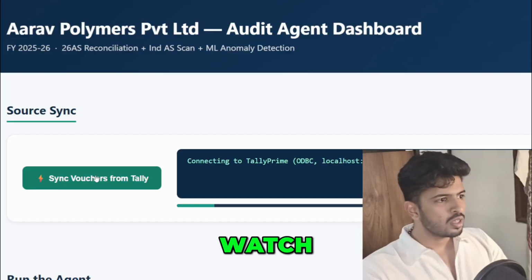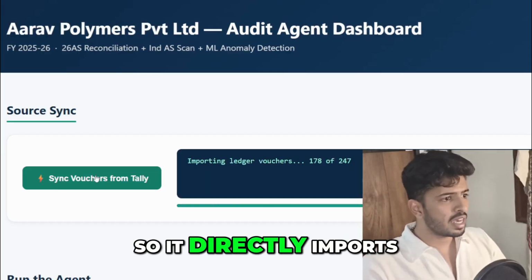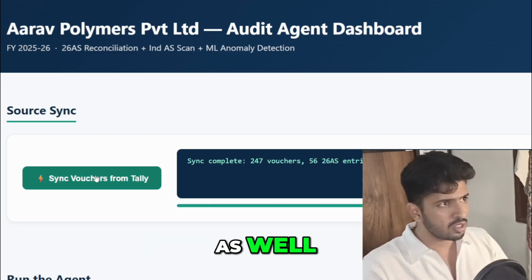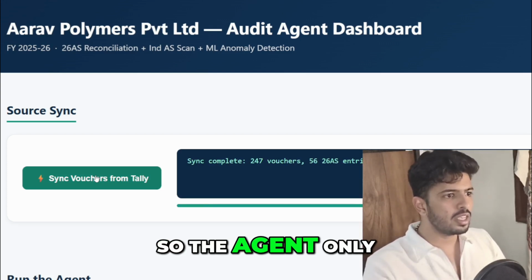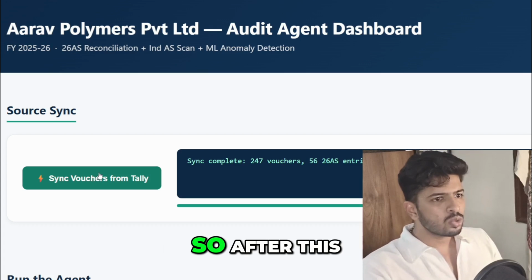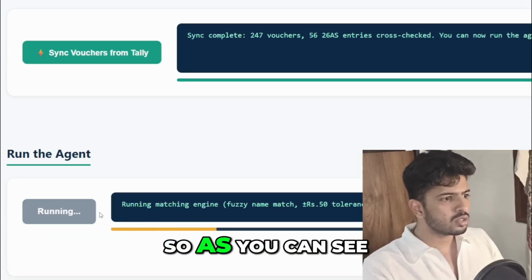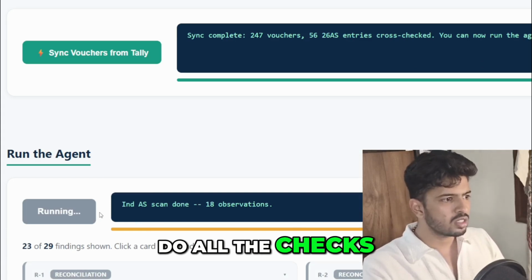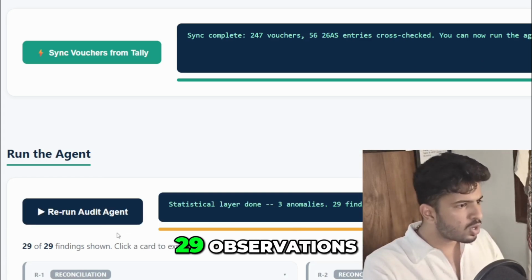So watch, it syncs the voucher data, so it directly imports data from Tally at the click of a button. It can be from SAP and Oracle as well. But this client is on Tally, so the agent only reads from Tally. After this, the agent runs. As you can see, it takes very little time to do all the checks. In the end, there are some 29 observations.